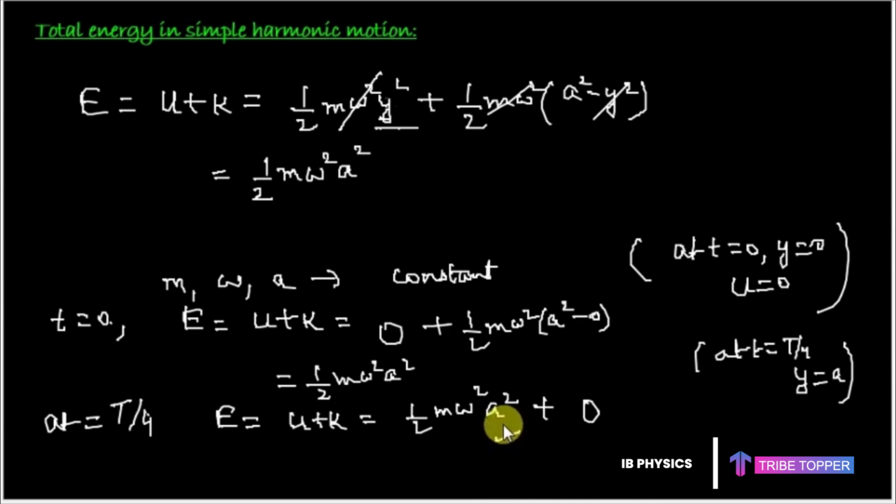So like this we can check it out at various different specific time intervals, and we get that the total energy of a simple harmonic motion is constant at all times, and that is equal to half m omega square a square. I hope you understood how to calculate the total energy in simple harmonic motion.